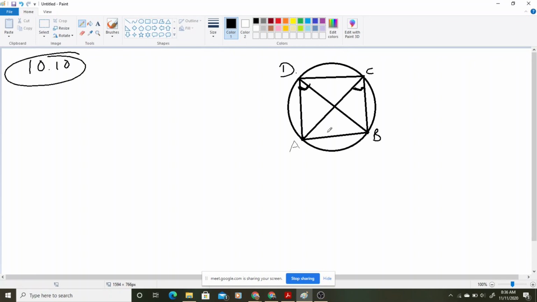On the circle, and this ABCD will become a what? Cyclic quadrilateral. Okay, this term you will be using, cyclic quadrilateral.